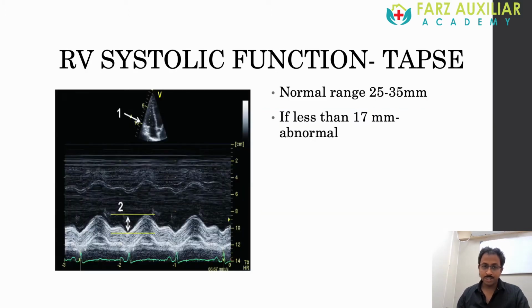Now coming to the RV systolic function, that is the tricuspid annular plane systolic excursion, TAPSE. It is very important to identify RV dysfunction, so that we can identify whether RV failure is going on or not, whatever may be the cause. We have to place the cursor just where the tricuspid valve is attaching, and press M mode. If the excursion is within 25 to 35 millimeter, it's normal, and if it is less than 17 or 16 millimeter, it is abnormal. That means RV systolic dysfunction is there.